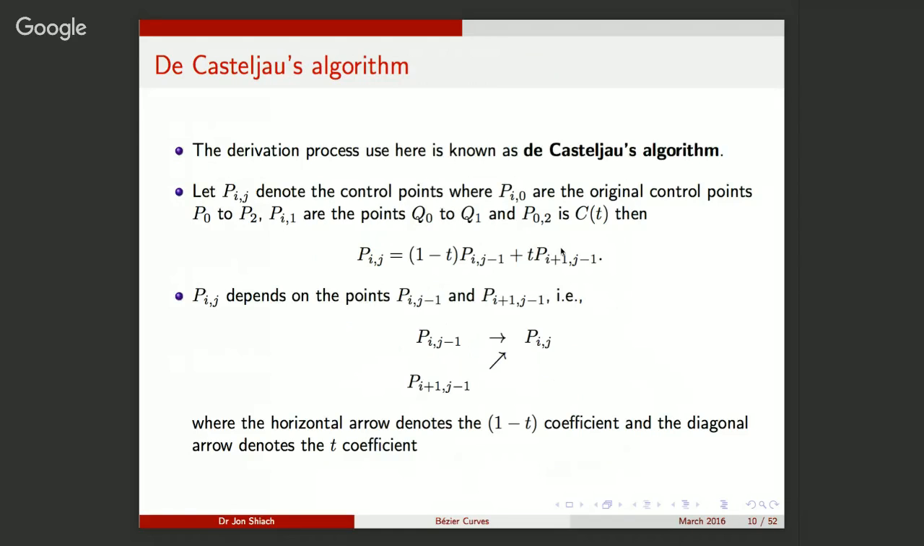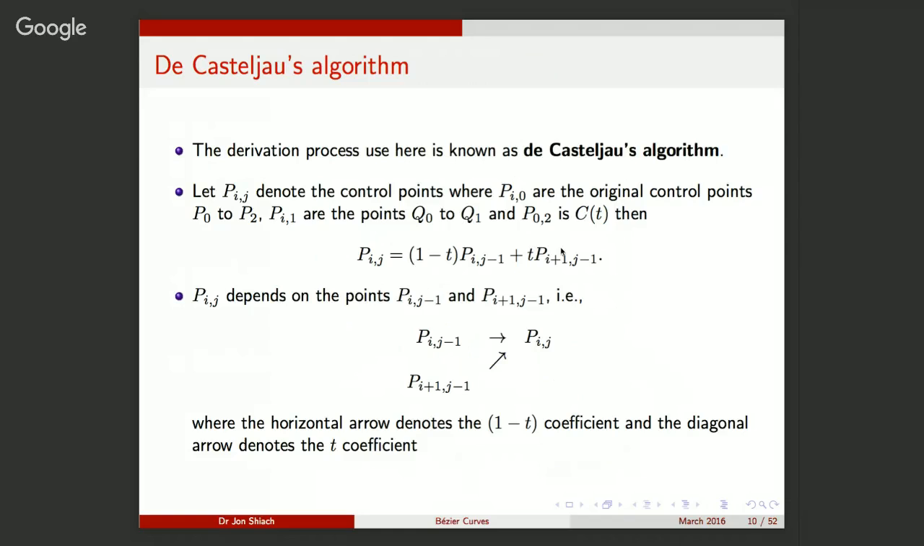So that's how we derive Bezier curves. Now, that's quite easy for quadratic, but as we get to cubic and quartic, the algebra gets quite complicated. And so de Casteljau, who was actually the person who originally derived Bezier curves, came up with an algorithm called de Casteljau's algorithm.